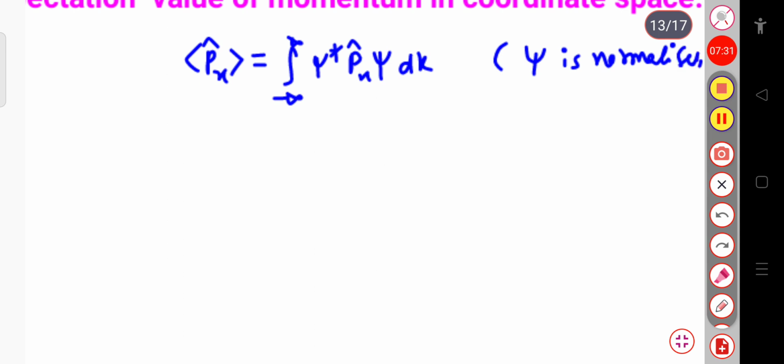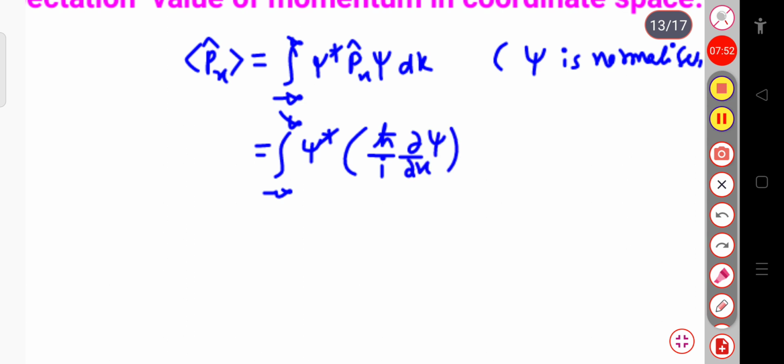That is equal to the integral from minus infinity to plus infinity of psi star, and in place of px cap I can write the operator value, h cut divided by i into dou by dou x, acting on psi, that is dou psi by dou x, whole into dx. And we can represent this in the three-dimensional system, or when psi is not normalized.